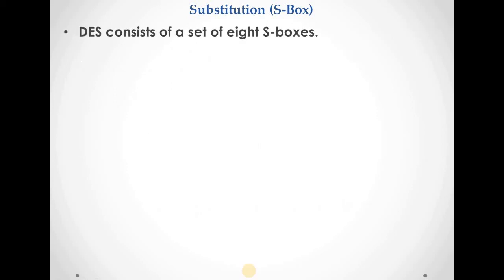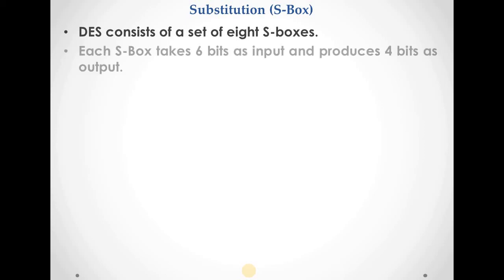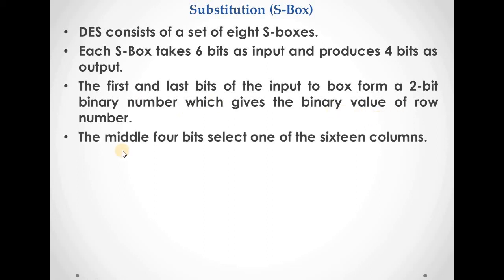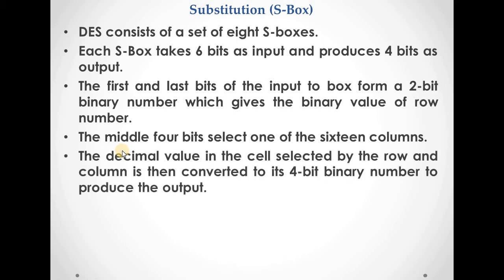So DES consists of a set of 8 S boxes, right? Each S box takes 6 bits as an input and produces 4 bits as an output. The first and last bits of the input form a 2-bit binary number which gives the binary value of a row number, and the middle 4 bits select one of the 16 columns. The decimal value in the cell selected by the row and column is then converted to its 4-bit binary number to produce the output.